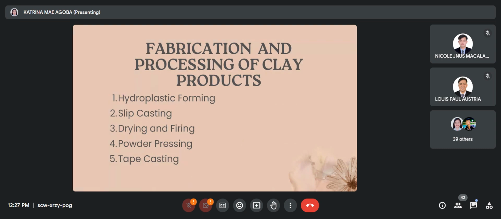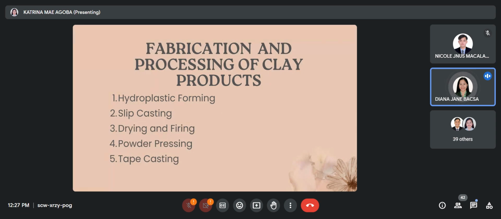Fabrication and processing of clay products. As we all know, raw materials usually have to go through a milling or grinding operation in which particle size is reduced. This is followed by screening or sizing to yield a powdered product having a desired range of particle sizes. For multi-component systems, powders must be mixed with water and perhaps other ingredients to give flow characteristics that are compatible with the particular forming technique.